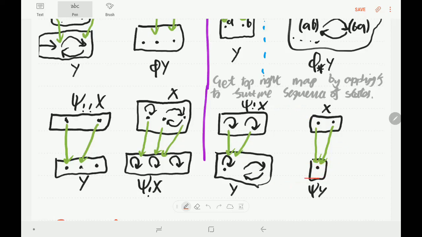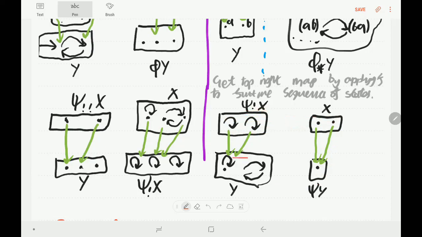What I'm trying to illustrate with this picture is that the left adjoint of this points functor is this functor here, psi exclamation mark. This is the so-called discrete functor. It goes from the category of sets to the category of dynamical systems. When we apply psi exclamation mark to a set, we get a dynamical system where each element of the set becomes a fixed point, by defining an update function which sends every element in that set to itself.